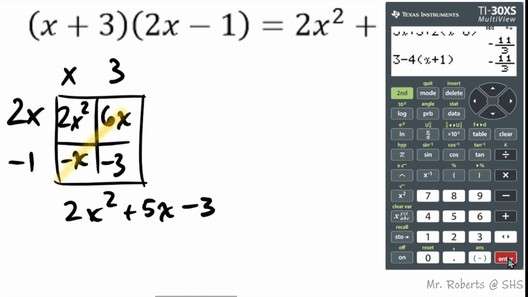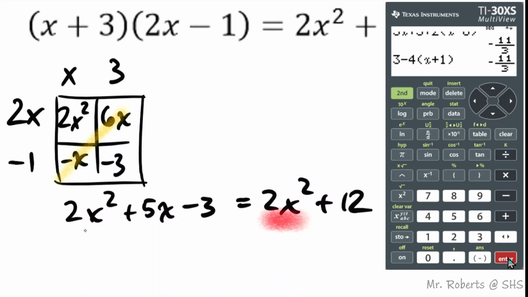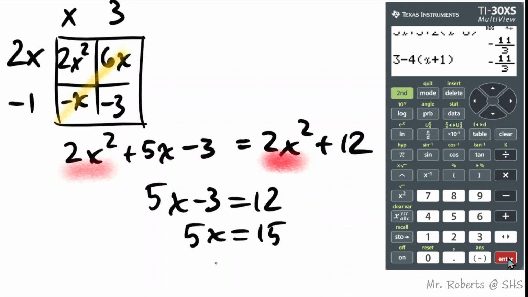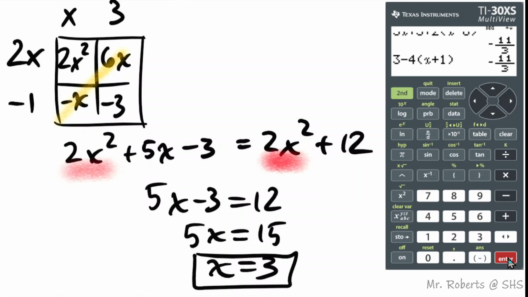And then on the other side, you can see this was 2x squared plus 12. The beauty is that both sides have exactly a positive 2x squared. So I'm going to subtract that from both sides. And when I subtract that from both sides, this equation is going to become 5x minus 3 is 12. If I add 3 to both sides, I get 5x is 15. And when I divide by 5, I get x is the number 3. So x should be the number 3.